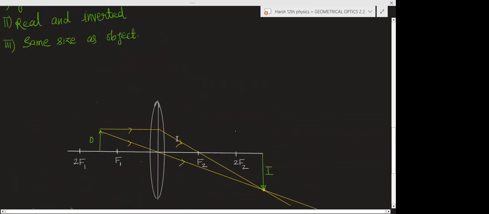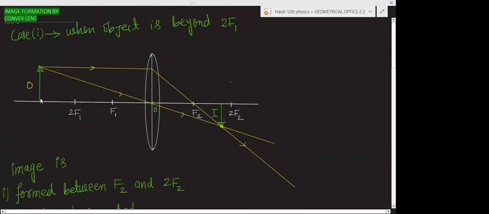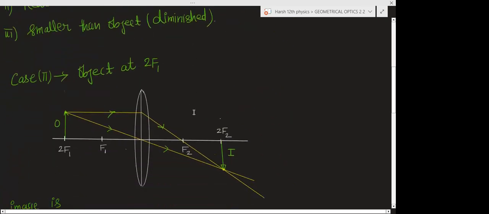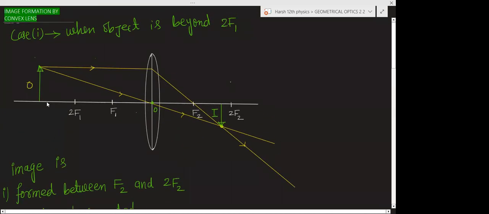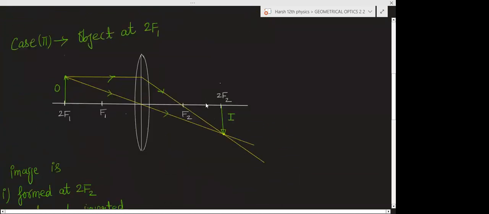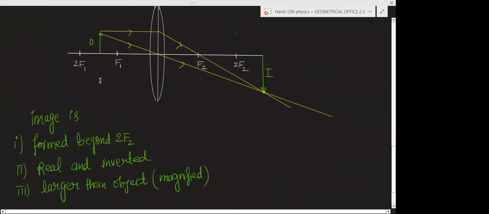You can notice one more thing here. As the object is approaching the lens, approaching the focus, initially where is the object? Beyond the center of curvature, and the image was between 2f2 and f2. Now the object has shifted closer, and the image has shifted to the right side. If you shift the object to the right, the image also shifts to the right.